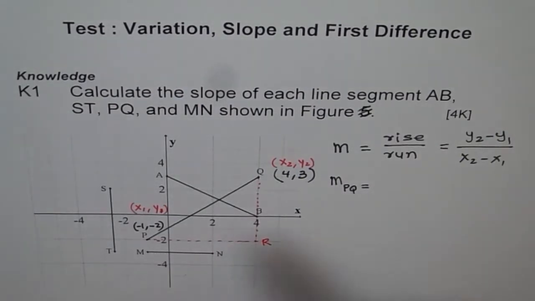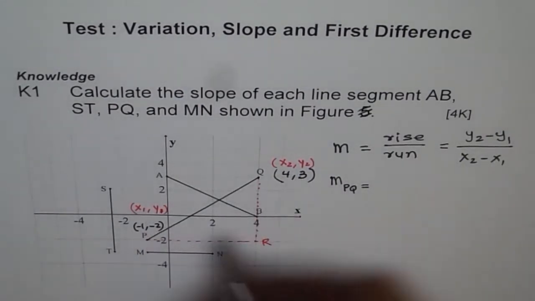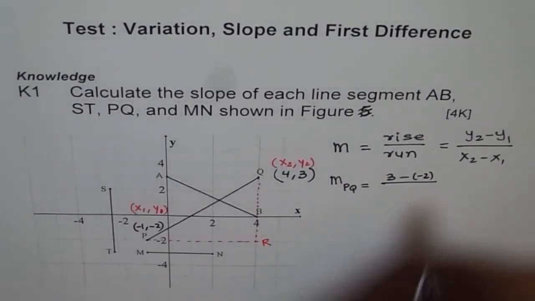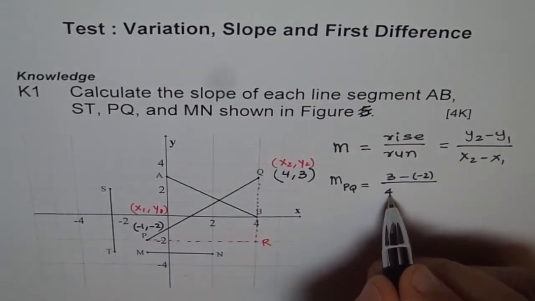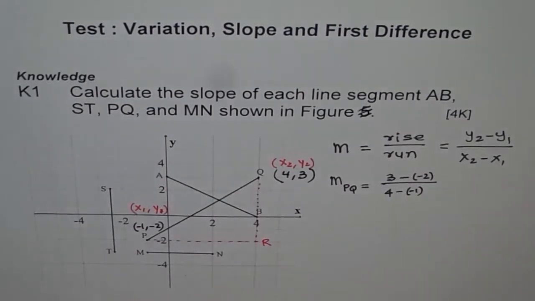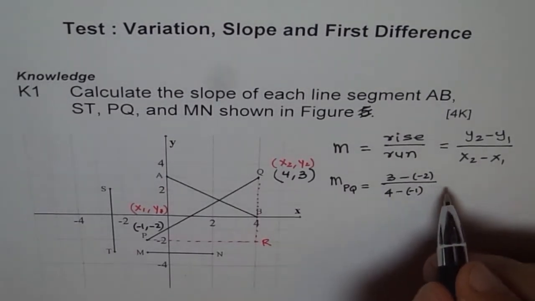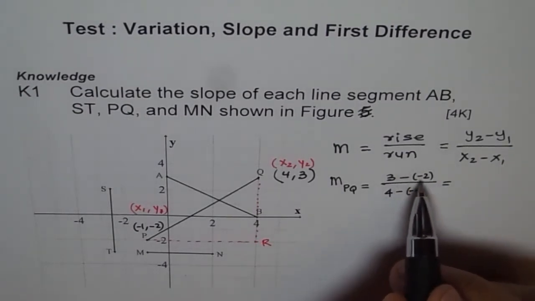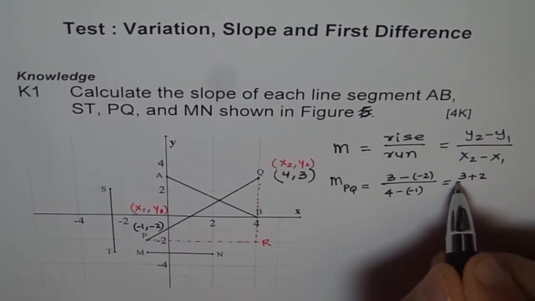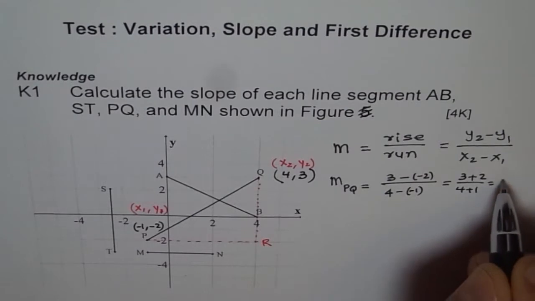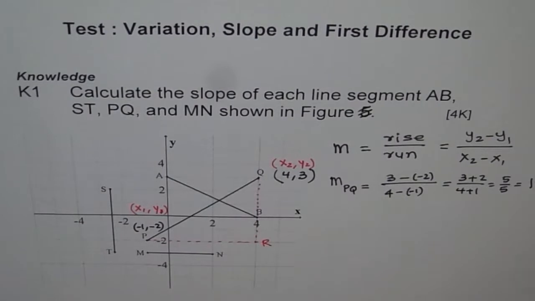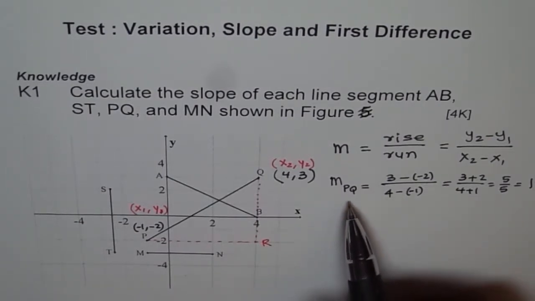Correct? So y2 minus y1 will mean 3 minus (-2), I'll write it in brackets. x2 is 4 minus x1 is (-1), so I'll write in brackets so that there is no confusion, right? Just writing minus is very confusing. Now with integers, you remember, minus times minus is plus, so we get 3 plus 2 divided by 4 plus 1, which is 5 over 5, which reduces to 1. So the slope is 1 for your line PQ, right?